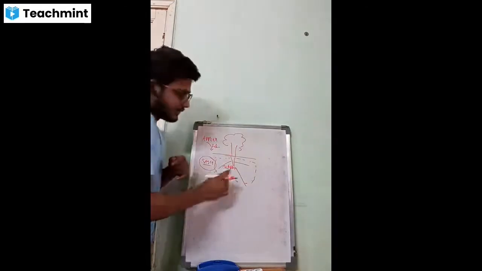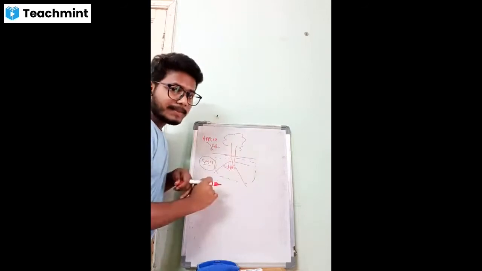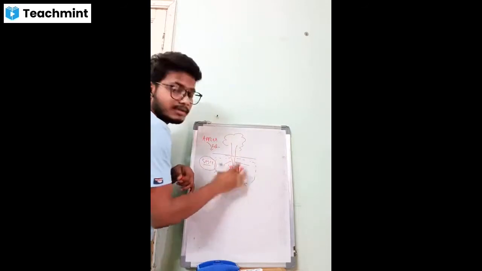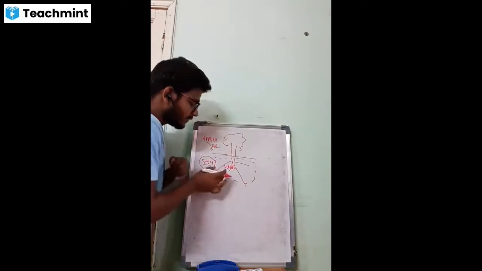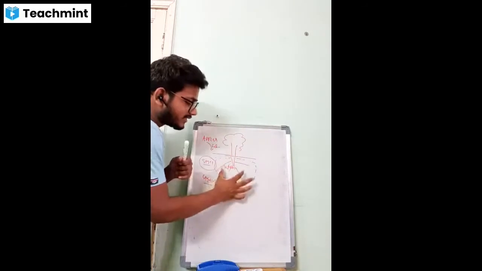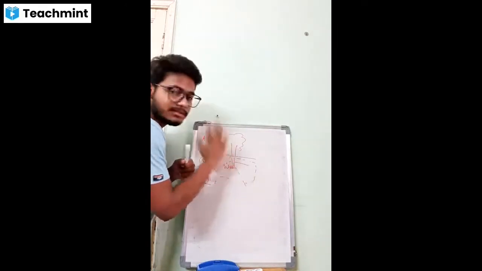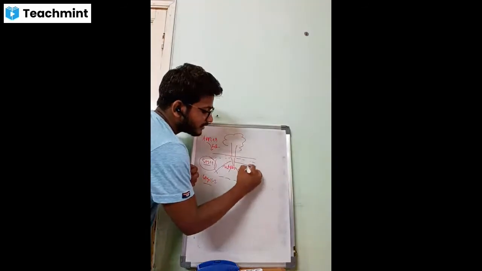In stage 1, our soil is full of nutrients, saturated. Next, what will happen? Stage 2. Gradually these nutrients will be taken up by the plants. So what will happen? The nutrient concentration will gradually decrease.